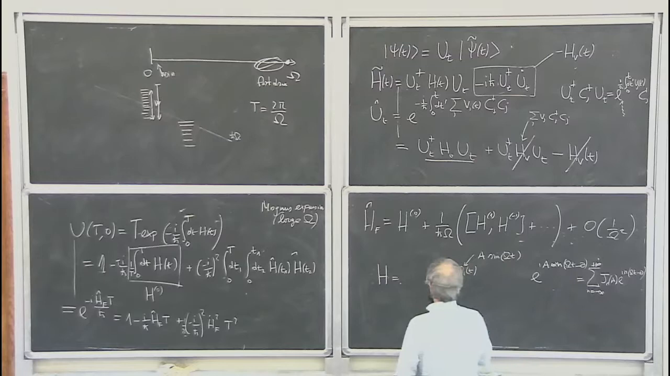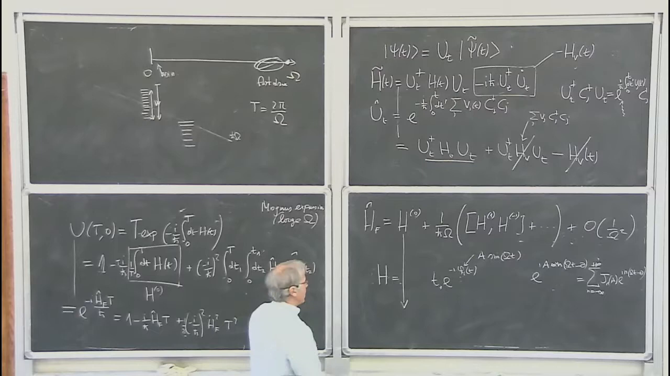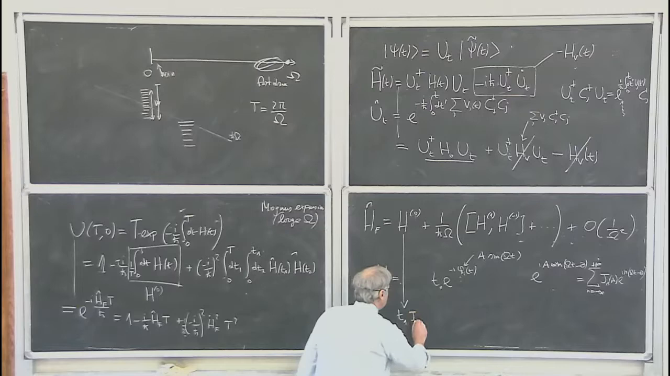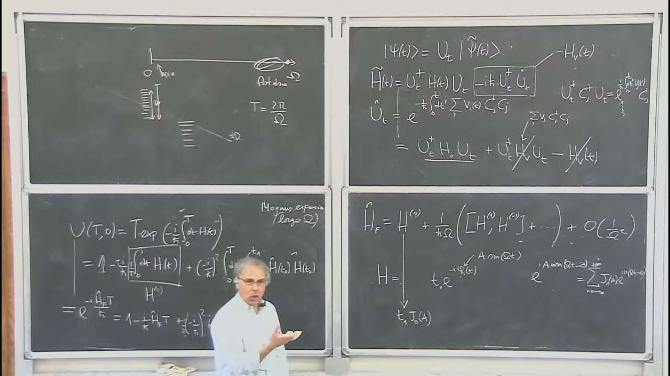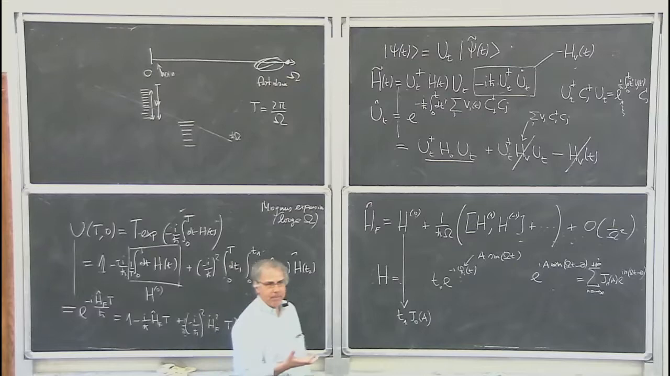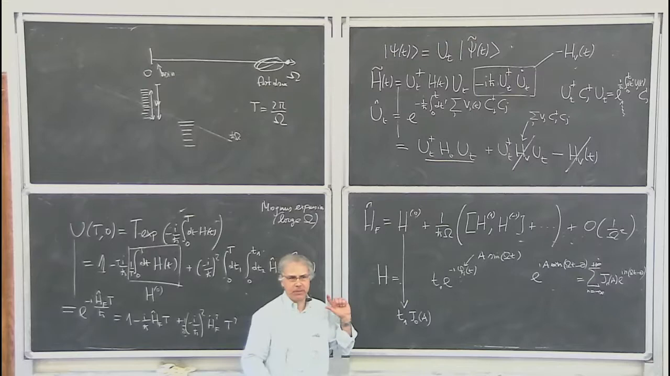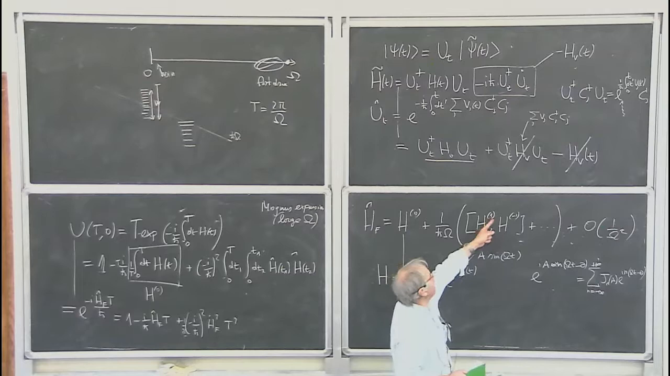what I get is essentially a nearest neighbor hopping with a slightly renormalized T1, that is T1 times the Bessel function of the amplitude, okay? So to zero order, this Floquet Hamiltonian is essentially nearest neighbor with a slightly changed hopping. The J0 reduces a little bit the hopping. But then there is this term. This is H1 and H minus 1, okay?